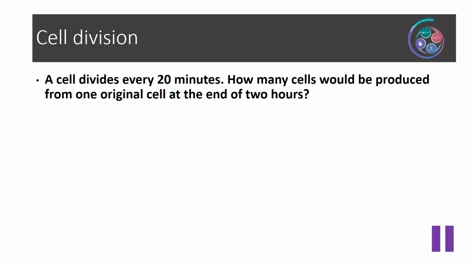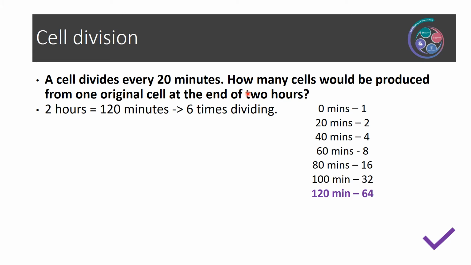Okay, here's another one for you. A cell divides every 20 minutes, so we've changed the question slightly. How many cells would be produced from one original cell at the end of 2 hours? So 20 minutes is every time it divides, and we need to go all the way to 2 hours. So we need to figure out how many minutes are in 2 hours to be able to answer this question. So I will give you 3 minutes this time, double the amount of time as the last question to answer. Pause the video, 3 minutes, allow yourself, and then carry on to the next slide.